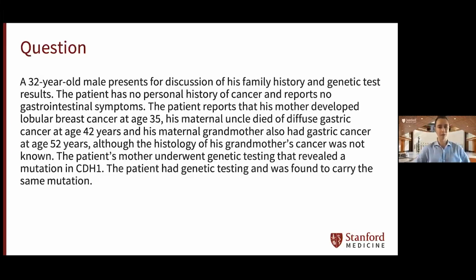So we have a young, healthy male with significant family history, including a mother with breast cancer at a young age, a maternal uncle who died of diffuse gastric cancer in his early 40s, and a maternal grandmother who had gastric cancer in her 50s. And the mother and the patient are carriers for a mutation in CDH1. So I think we can look at the responses.